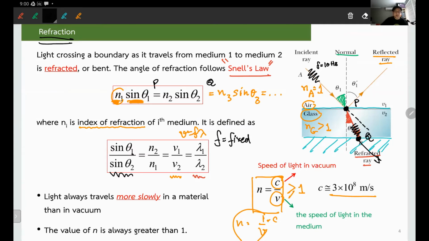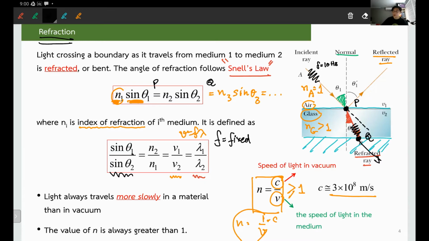So that means every time you have a velocity of waves reduced, it's going to get compensated by a longer wavelength, because f stays fixed in all materials right here.